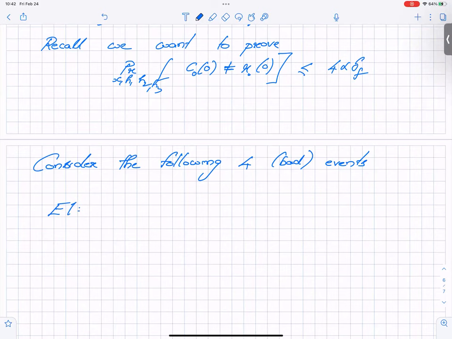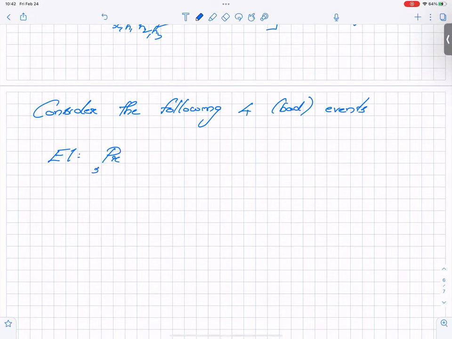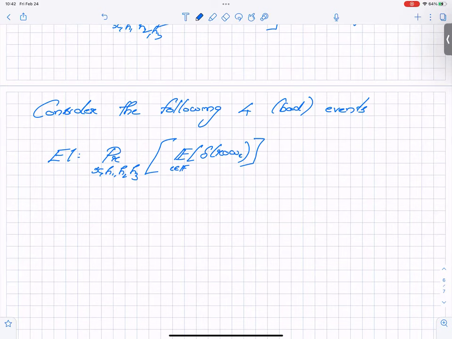E1 is the probability, if I pick a random x, h1, over the choice of which surface I'm picking, that on this surface the third part of the statement happens. The probability that the expected value of delta rho i, when i is picked, is greater than 1/8 minus epsilon/2. Delta rho i is, for every rho i, there's a corresponding polynomial, and it's the expected distance of that polynomial from this. Okay, this is the event.